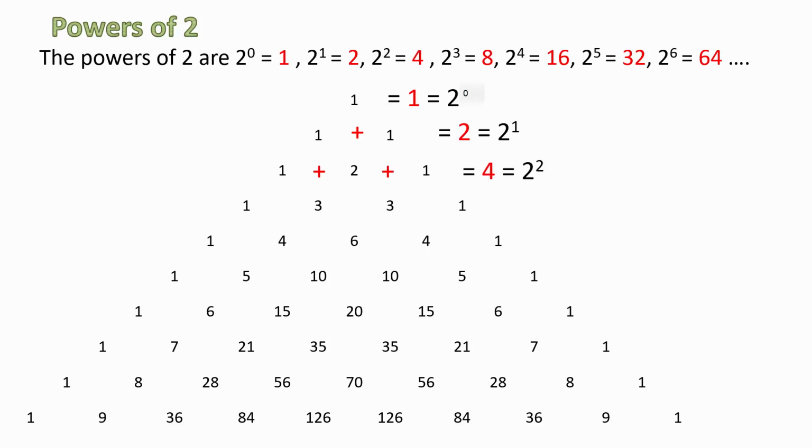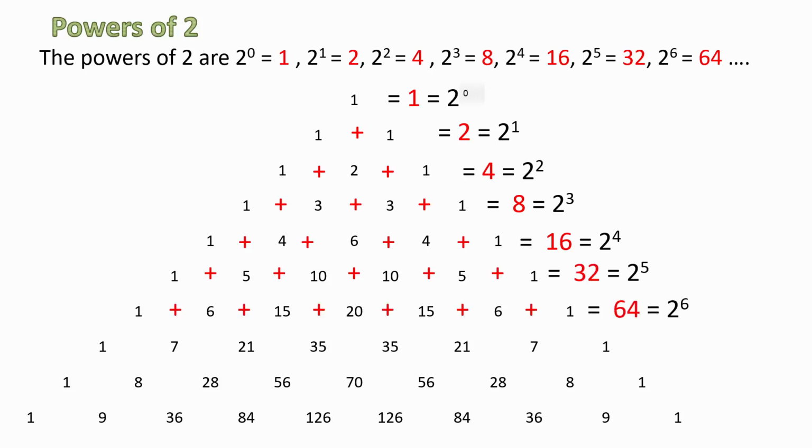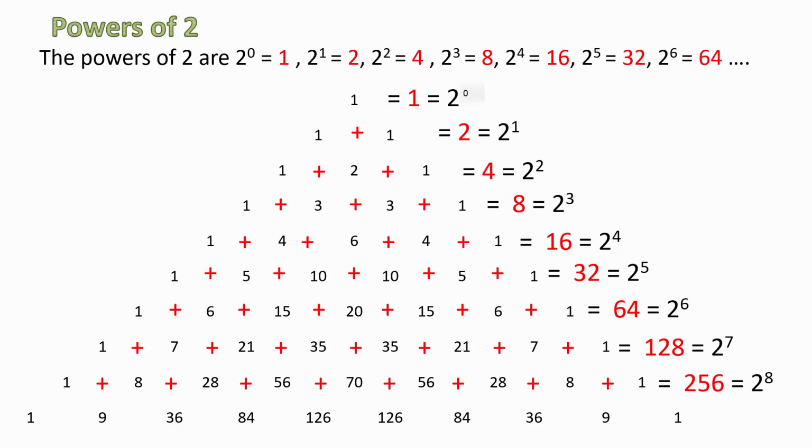What about 4? The sum of the terms in the third row, 1 plus 2 plus 1 is 4, which is the same as 2 squared. Can you see what's happening? We are taking the sum of the terms in each row to obtain the powers of 2. There's the next one, and so on. And finally, for our last row, 2 to the power of 9. But of course, we can go on forever working out powers of 2 if we can work out the sum of the terms in that row.